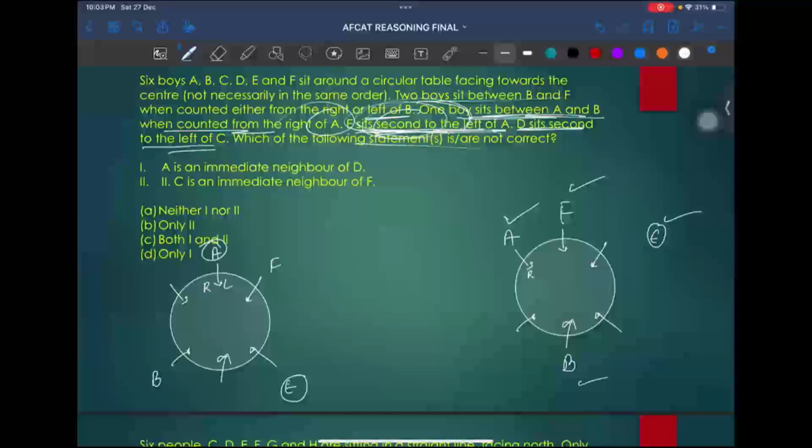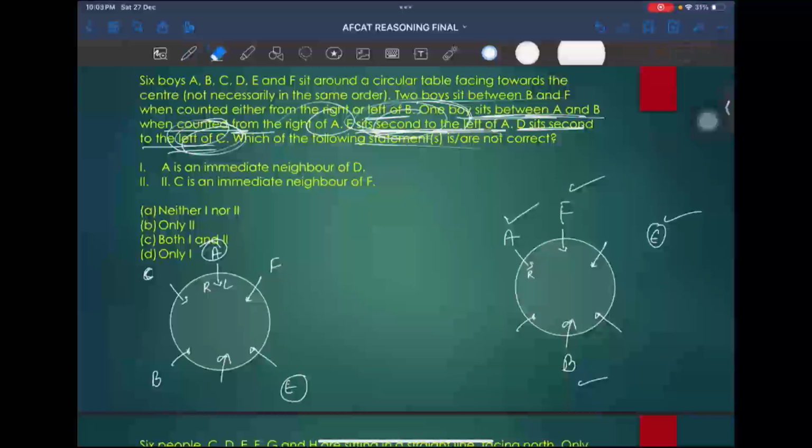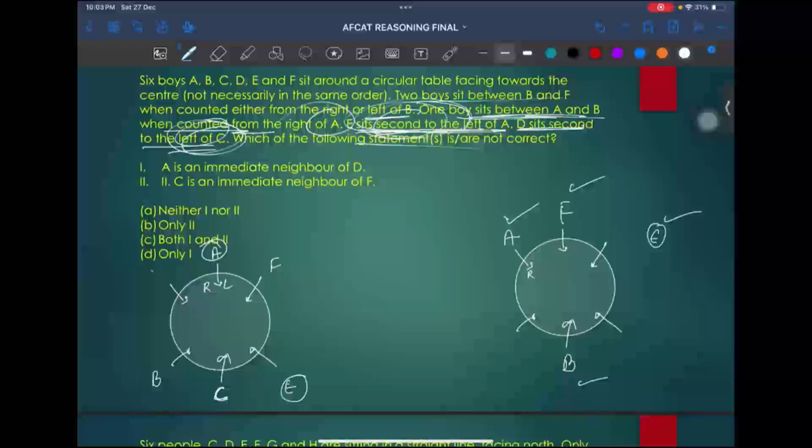D sits second left of C. In the sense, if I consider the position of C as here, D sits second left. Left will become this side. The left position F is already occupied for the second left, so C position can be here itself. D sits second left of C.